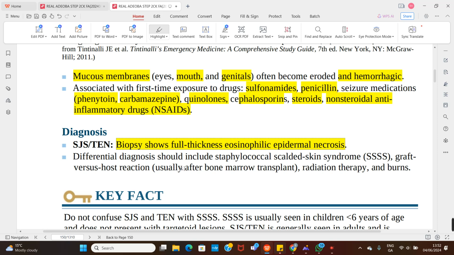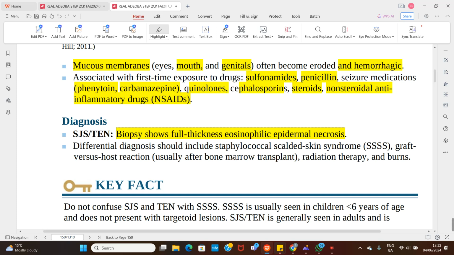So your differential diagnosis would include staphylococcal scalded skin syndrome, right? In young children less than 6 years, but most of the time it doesn't involve the mucosa, right? So that's one thing that separates SSSS from TEN, even though both of them will have a positive Nikolsky sign, but this doesn't usually involve the mucosa and it's very, very common in young children less than 6 years. This presentation is also very similar to the rash from graft versus host reaction, or people exposed to radiation and burn injury.